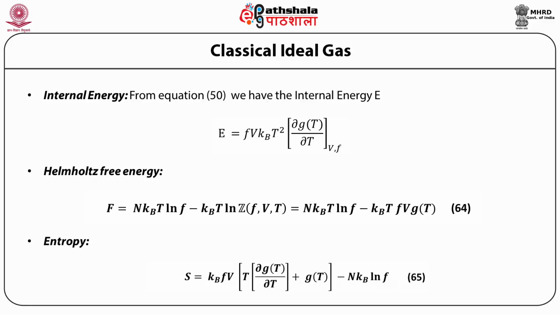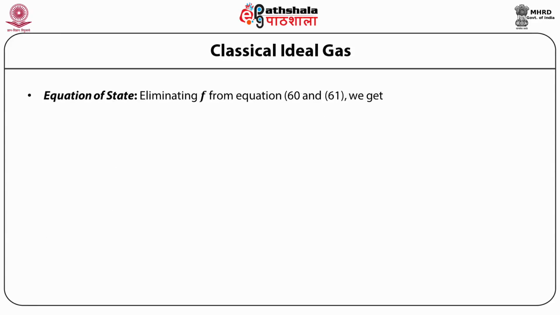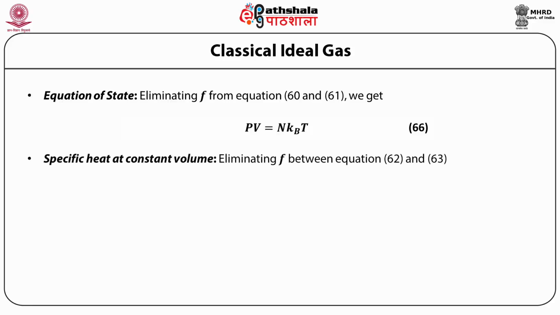Entropy S can be written as Boltzmann constant multiplied by fugacity multiplied by volume, whole multiplied by temperature multiplied by the partial derivative of g with respect to T, plus g(T), minus n kB log of f. Equation of state: eliminating f from equations 60 and 61, we get PV is equal to nkBT. Also, we can get the specific heat at constant volume.